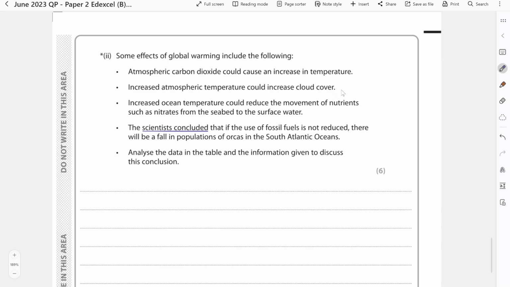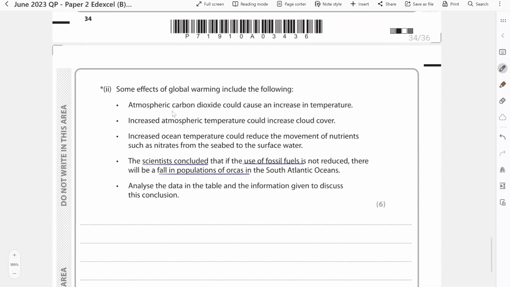Okay, so in this question, we're trying to find the link between the use of fossil fuels and the fall of the population of orcas. And we know that if we burn fossil fuels, that would release carbon dioxide in the atmosphere, which would cause an increase in temperature. That's because carbon dioxide is a greenhouse gas and it traps more heat in the Earth's atmosphere.